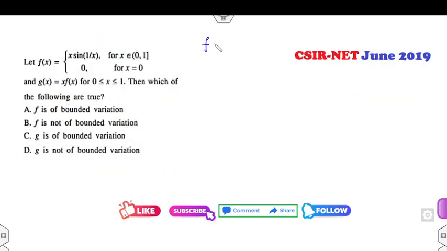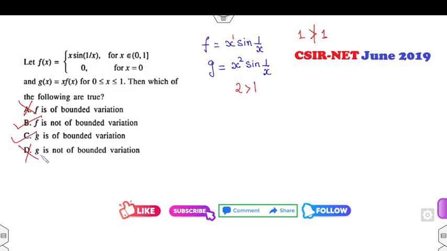F is defined to be x sine 1 over x. G is defined as x into f of x, that is x square sine 1 over x. Then is f bounded variation? No, because 1 is not greater than 1. So f is not bounded variation. Is G bounded variation? Yes, because 2 is greater than 1. So G is not bounded variation is the wrong answer. Within 10 to 15 seconds, you can get your answer in a very simple manner. This is the bounded variation.